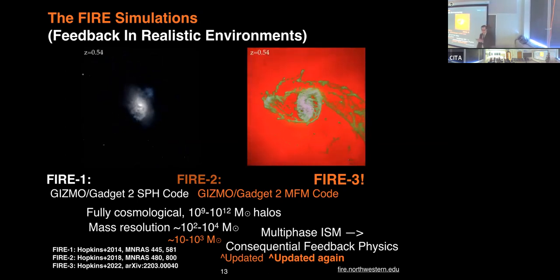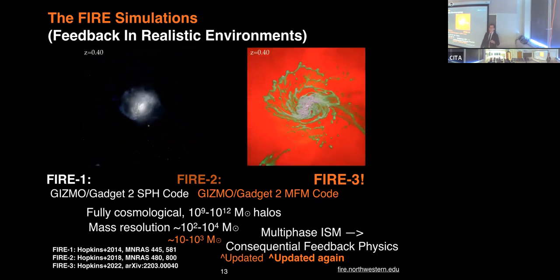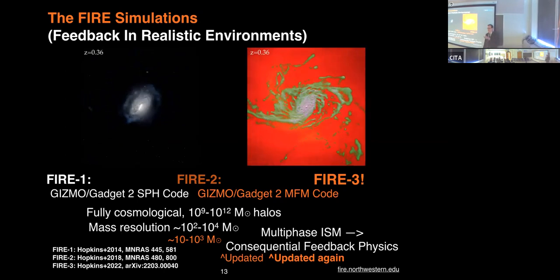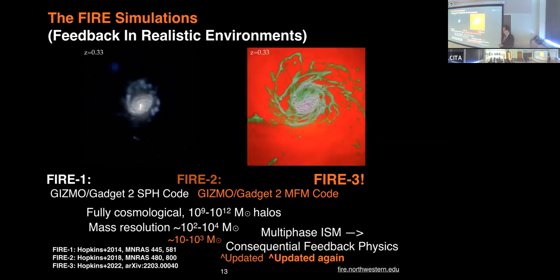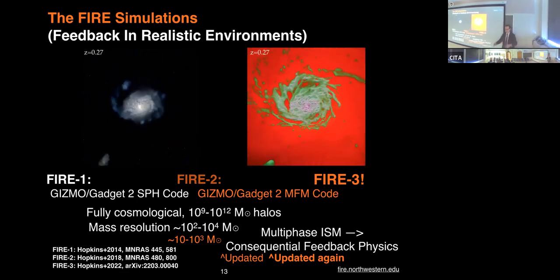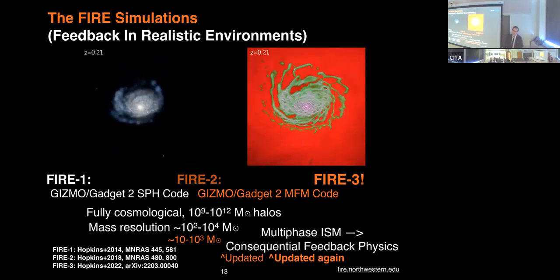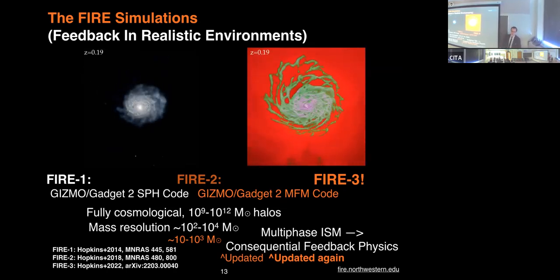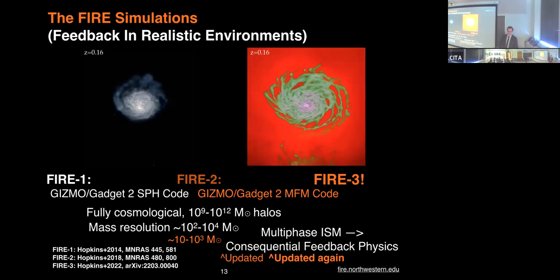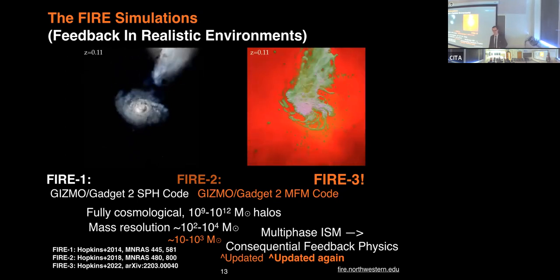Can I just add, I should know this, but exactly what is the difference between Gizmo and Gadget? They're both particle based, but Gizmo is built on top of Gadget. If Gadget was SPH, Gizmo was built with the meshless finite mass and meshless finite volume modes as well. So it's Phil's refinements on Gadget 2, branching it off into its own thing. It doesn't stand for anything. He just thought it sounded funny that Gizmo would come out of Gadget.